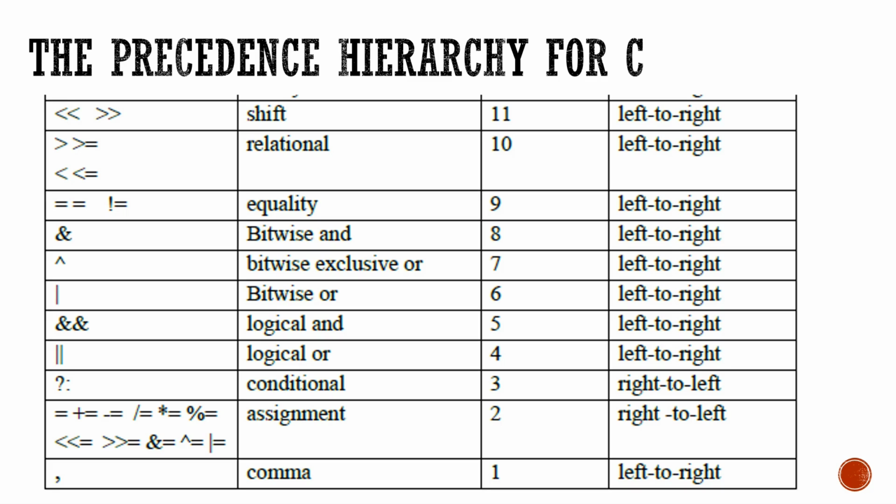Then next will be your assignment operator, single equal to, or shorthand operators, plus equal to, minus equal to, division equal to, star equal to, modulus equal to. Then your shift equal to. Fine. Then last will be your comma operator. Fine. So these are the operator precedence, or what we call the hierarchy, for the C language.